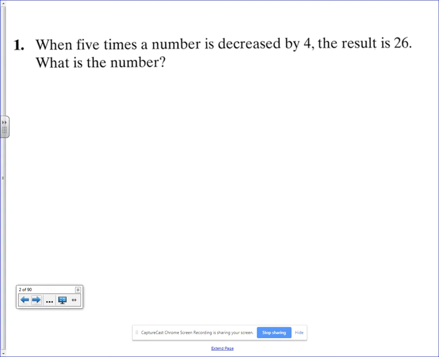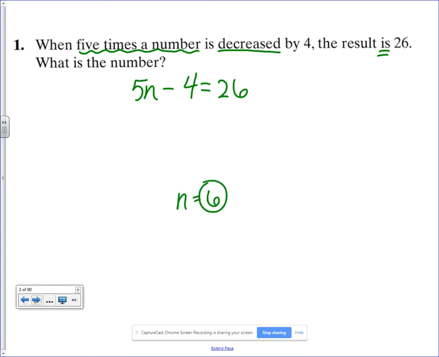All right, the first thing I have up here is 5 times a number. That would just be 5n is decreased by 4. The result is 26. So there's my equation. Now you're actually going to go ahead and solve that equation, please. Take a second and solve that. Hopefully you get n is 6, so that number would be 6.